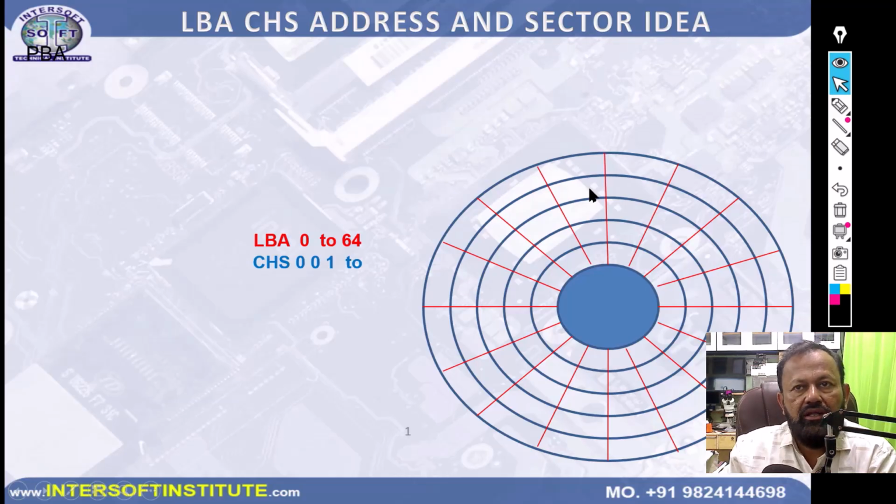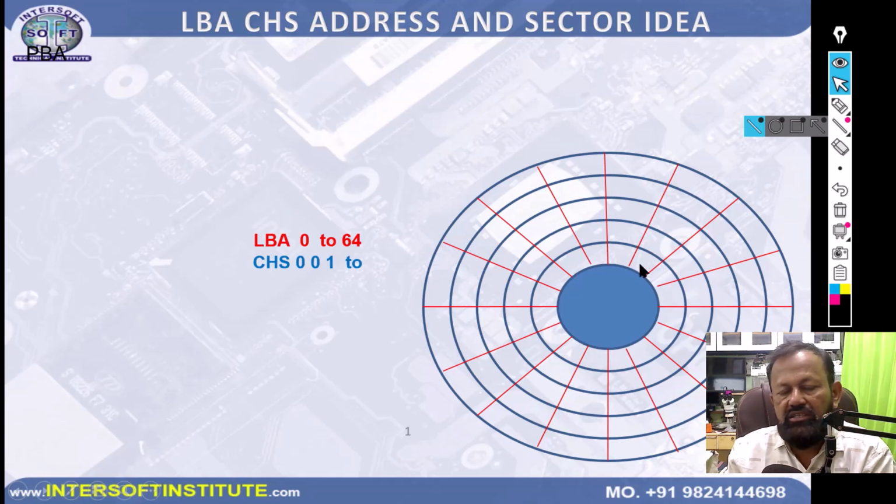How data is stored in the hard disk, that we have to see. First we will explain about the platter. The platter is divided into cylinders 1, 2, 3, 4, 5 only, but there is not just 5. There are more than 1 lakh, or 60,000, 50,000, depending on the hard disk. But for explanation we have given here only 5 tracks, cylinders.